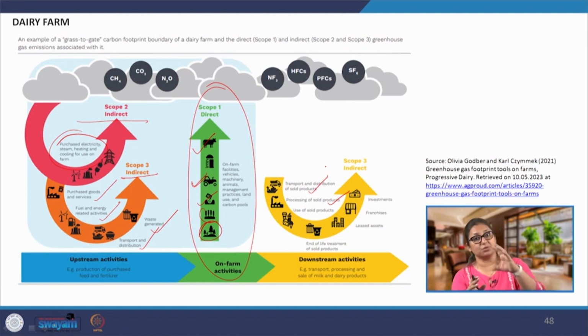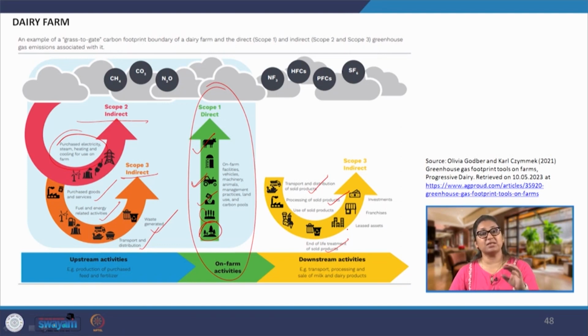So, the farm is processing and then selling the products. The transportation involved, the fuel that is going to be consumed, and the emissions resulting as part of that go in scope 3 indirect emissions again, but downstream activities. Then we have end of life treatment of sold products. It could be all that is within the purview of the company, here the dairy farm.